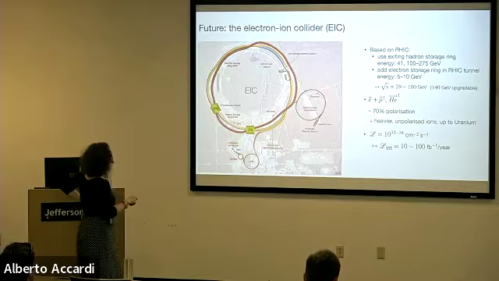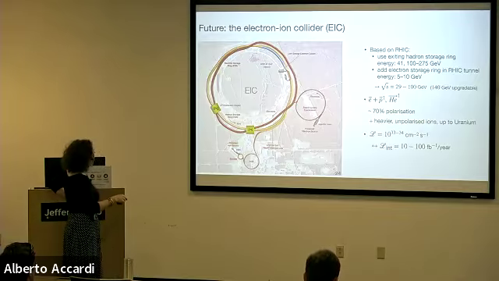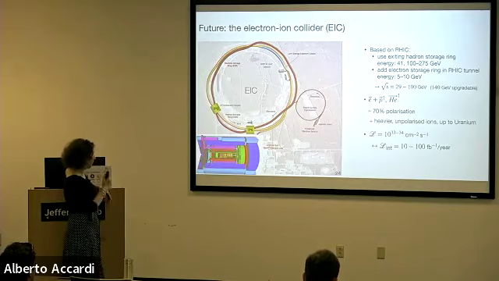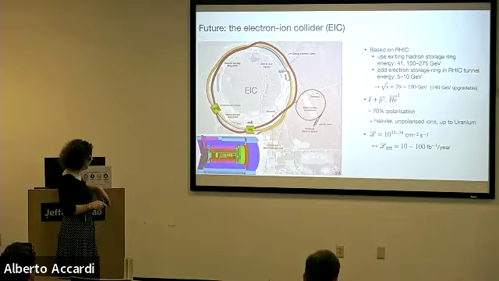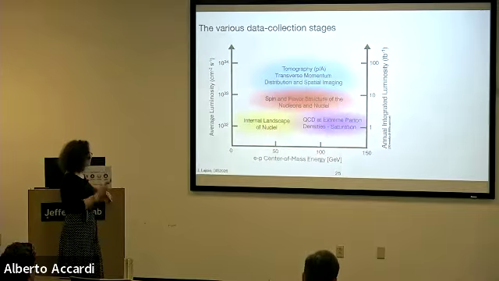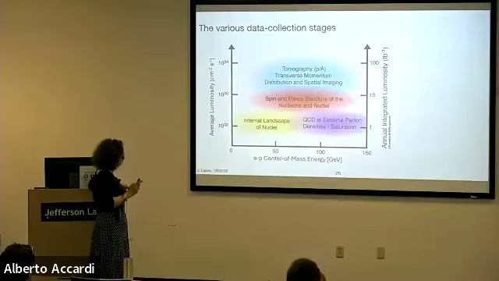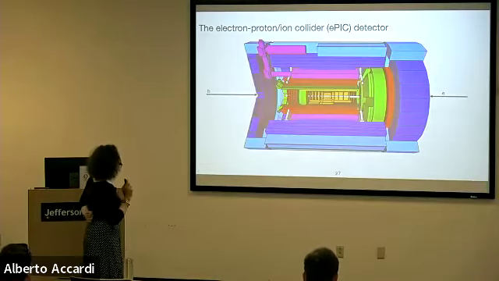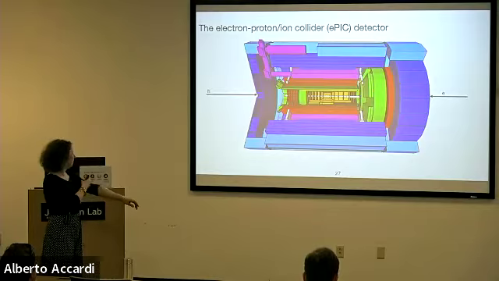Okay, so there will be 2 interaction points, and at one of the 2 interaction points, we will have the first detector, which is EPIC. I will say a few words about this. So this is the EPIC detector.